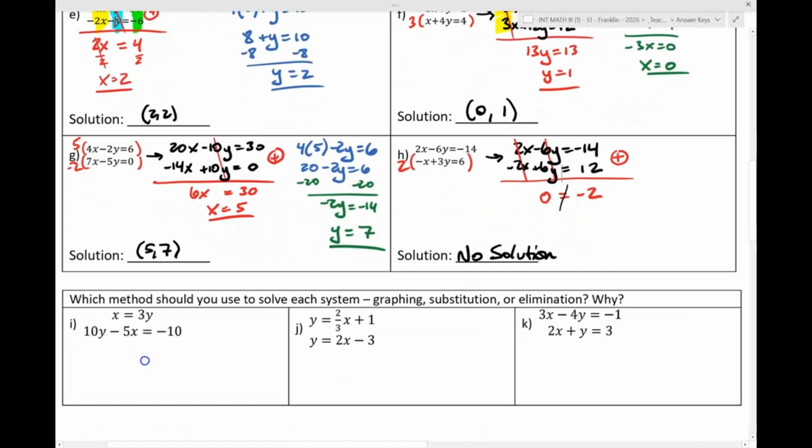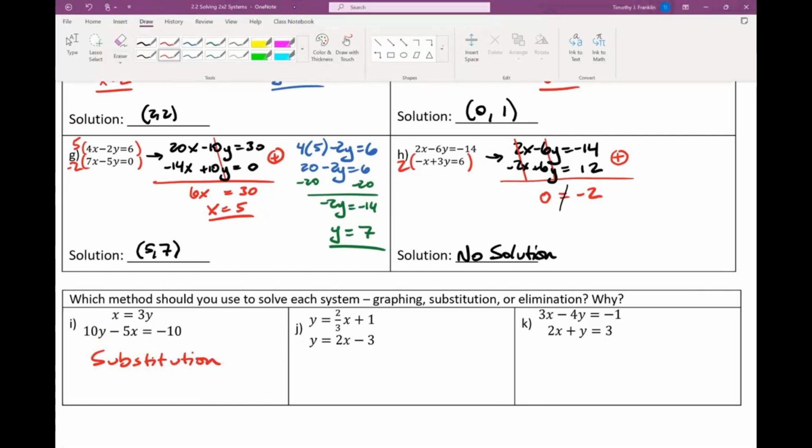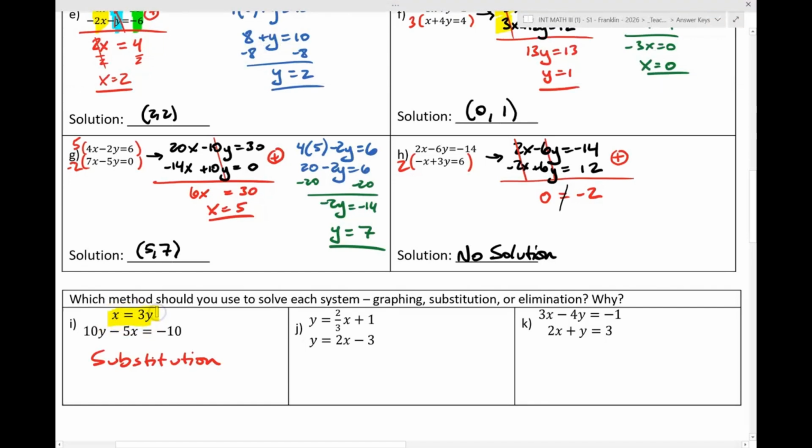So let's think about our three methods that we've learned: graphing, substitution, and elimination, and look at some systems and decide which method is the best and why. So the first one here, example 1, says x equals 3y and 10y minus 5x equals negative 10. And now for this one, I would use substitution. Because of the first equation right here that says x equals 3y, this is already solved for x. So it would be pretty simple to just take that 3y and substitute it in right there for x.